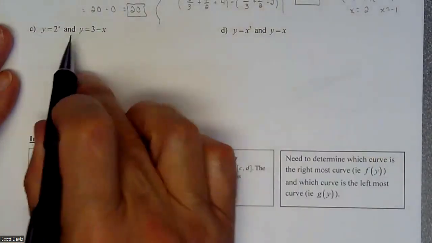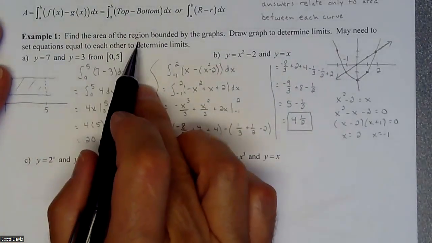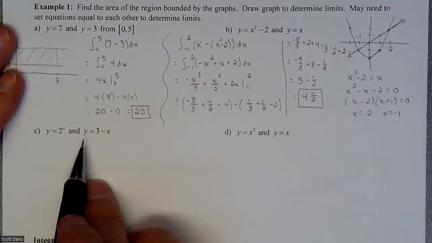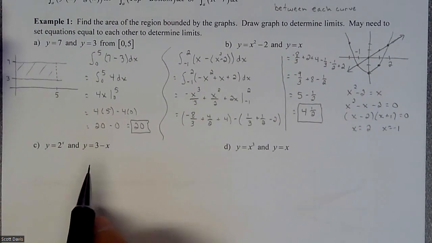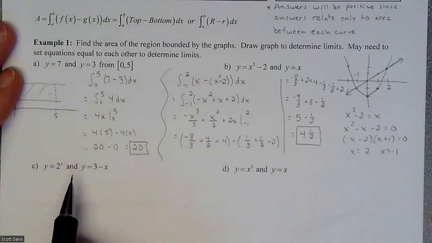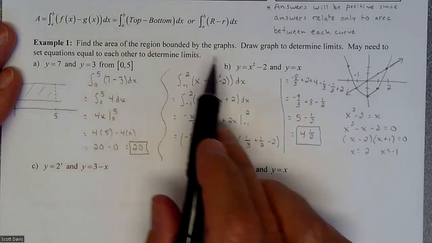All right, in these two examples, the directions are to find the area of the region bounded by the graphs. So I don't know what they look like, and I need to know that so I can figure out what my bounds are.